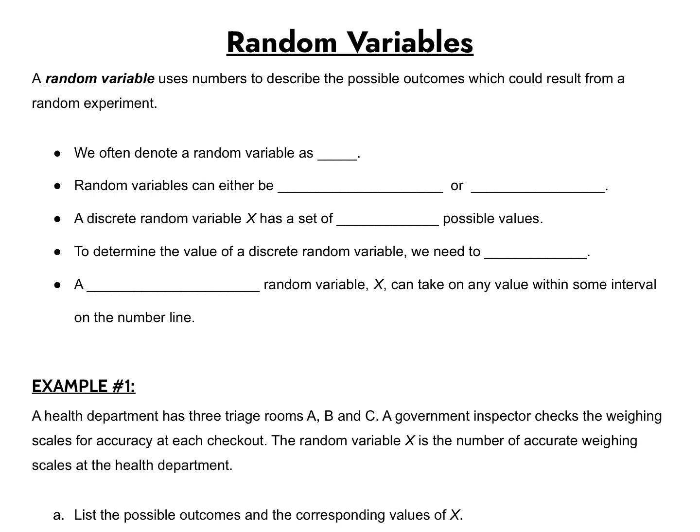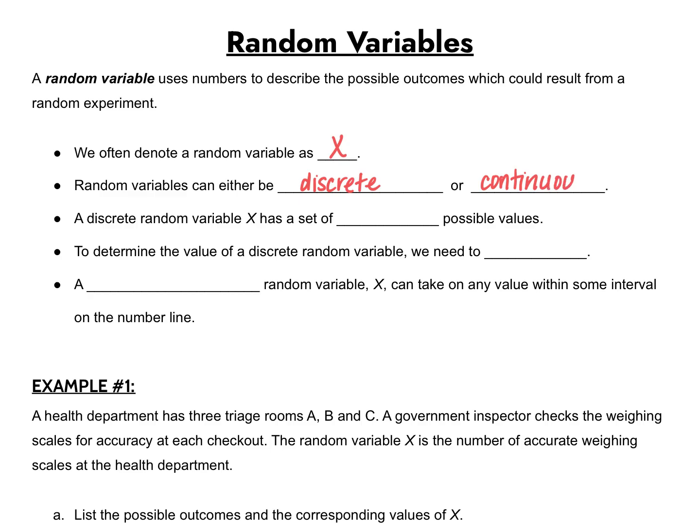Hi, today we're going to talk about random variables. A random variable uses numbers to describe possible outcomes, which could result from a random experiment. We often denote a random variable as the capital letter X, and random variables can either be discrete or continuous.